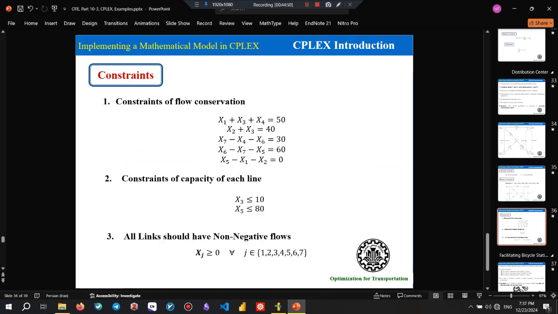Okay. The constraints, there's three types of constraints. One of them is the last one, which is really obvious, that the flow for each one of these links should be non-negative. The two other types of constraints are the flow conservation and the capacity of each line.